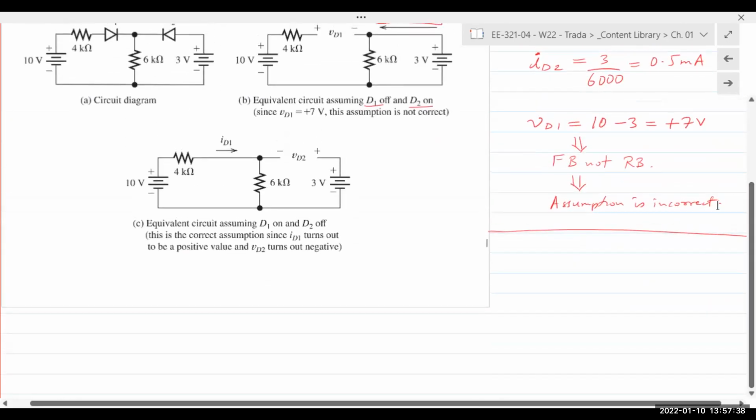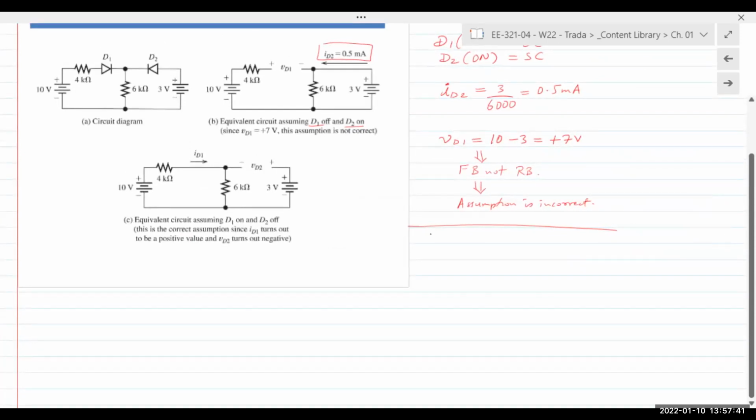Now let's analyze it for the next one. Second assumption, I'm going to say D1 on and D2 off. When D1 is on and D2 is off, I can calculate ID1. ID1 is going to be 10 divided by 10,000. You got a 4 kilo ohm resistor in series with a 6 kilo ohm resistor. 10 divided by 10,000 from Ohm's law, right? Gives me 1 milliamp. Right, 1 milliamp.